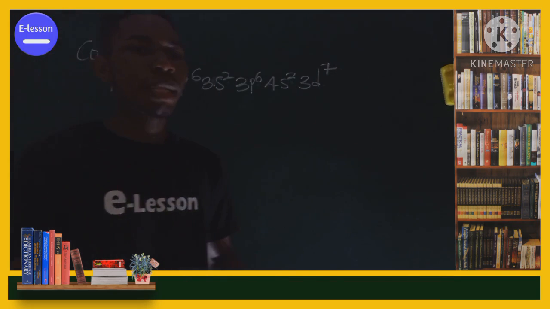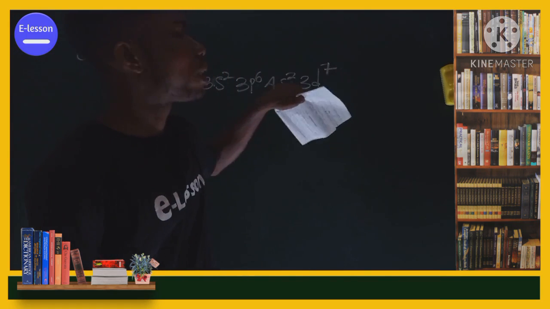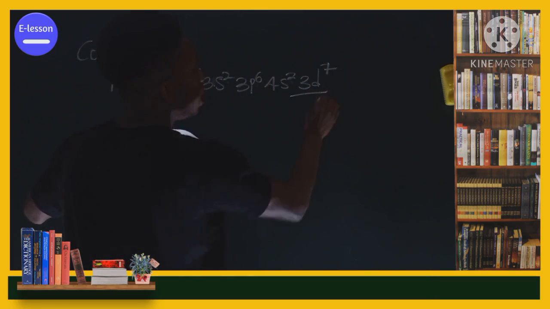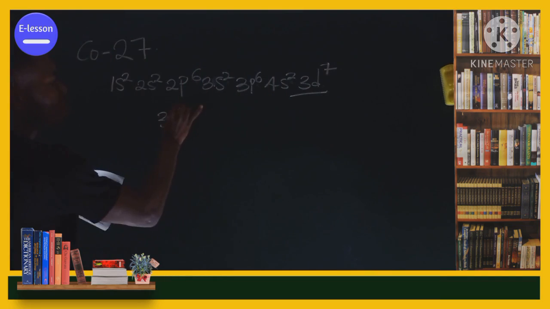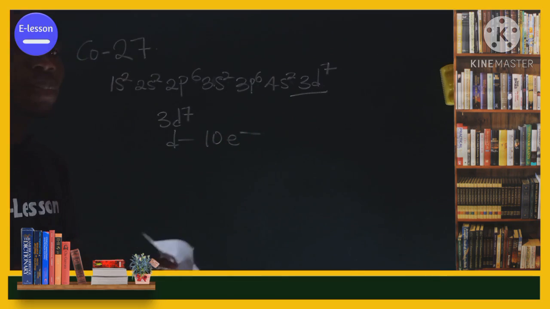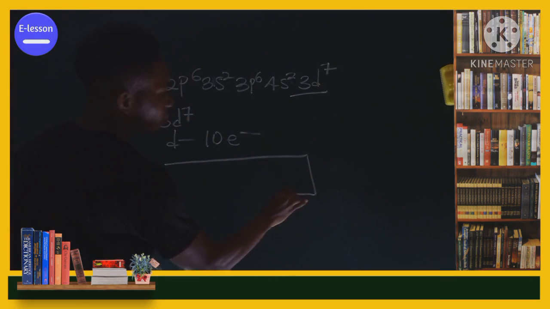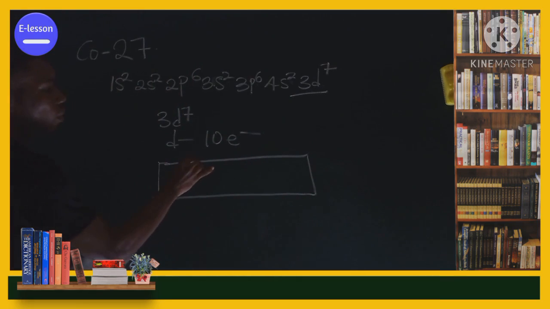Now, let's just draw for the outer valence electrons, because all of the others are filled. Our main focus should be here. So we have 3d7. Now, the d orbital can take a maximum of how many electrons? 10 electrons, which are split into how many orbitals? 5 orbitals. So we have 1, 2, 3, 4, 5. It can take 10 electrons. So this is 3d7. Let's fill the 3d7.